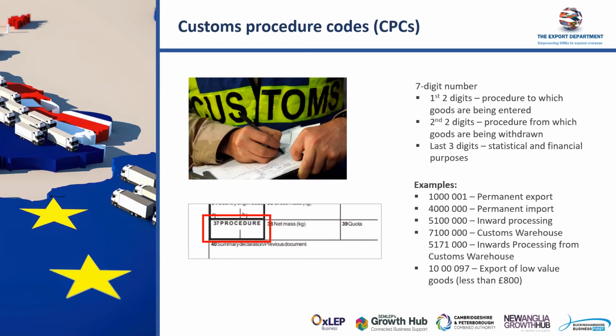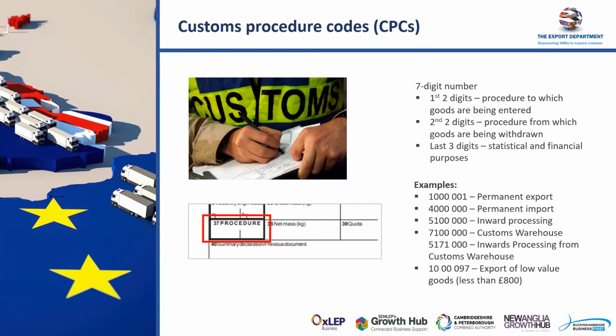It tells customs authorities the procedure to which the goods are being entered. And then the second subdivision is the procedure from which the goods are being withdrawn. And then the last 3 digits are purely for statistical and financial purposes for HMRC. So on a permanent export, you'd expect to see the code that I've given there, 1000-001, permanent import 4000-000, because that's saying that you're exporting the goods, you're not expecting them back, and you're importing the goods and they're for free circulation in the UK and you're not expecting them to be re-exported.